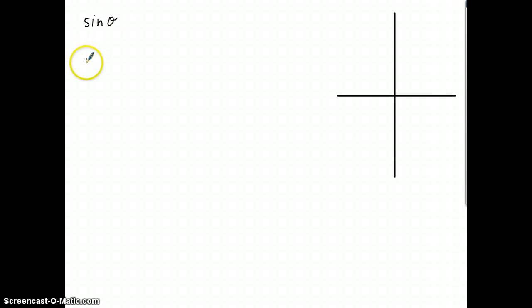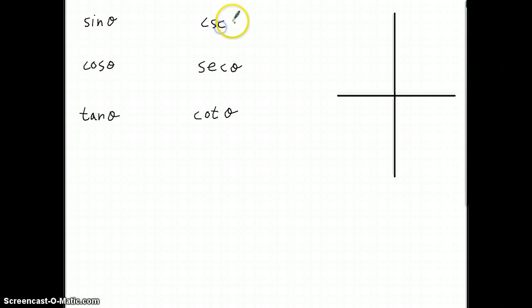Okay, we got sine, cosine, tangent, and the other 3 are the reciprocals. We have cotangent, which is the reciprocal of tangent. Cosecant and secant are reciprocals of each other, and we can remember that by flipping the S and the C. And then we have the cosecant of an angle is the reciprocal of sine.